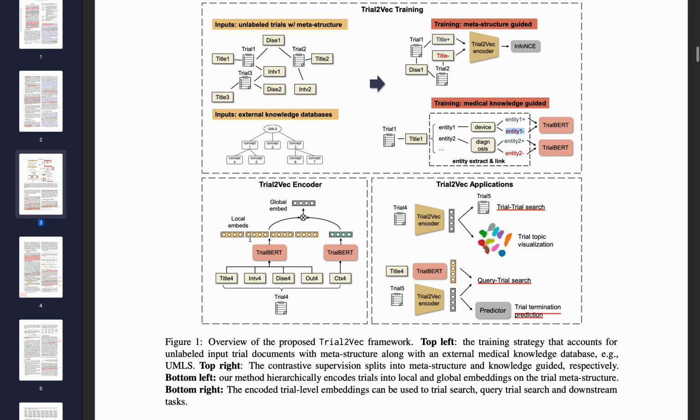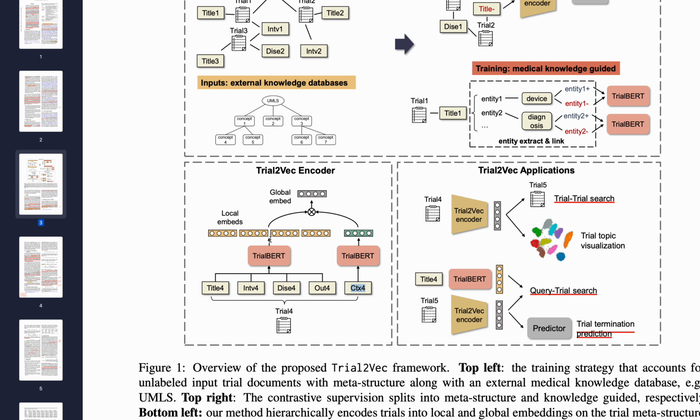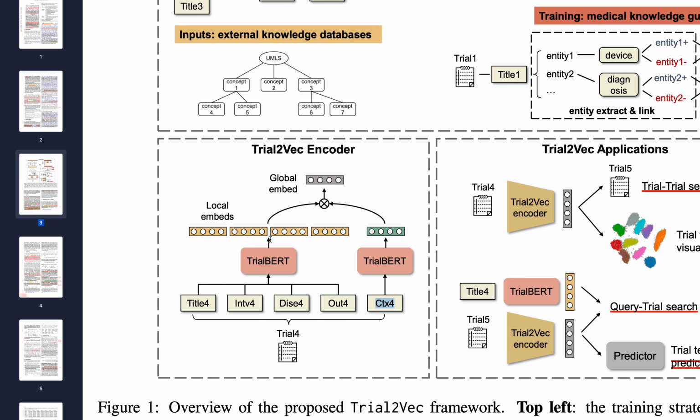Bottom left part, this is a zoomed in version of how local level learning happens. For a given trial, let's say trial number 4, we have these individual meta fields: title of the trial, intervention, disease, and we also have some contextual information. Each of these fields are individually converted into embeddings using Trial-BERT. These embeddings are local embeddings, which are represented in yellow and green here. And then these individual embeddings can be combined to create a global embedding, which is represented in gray here.